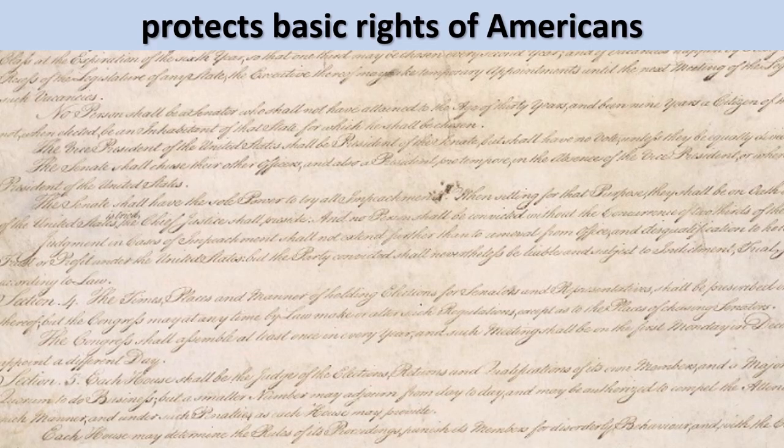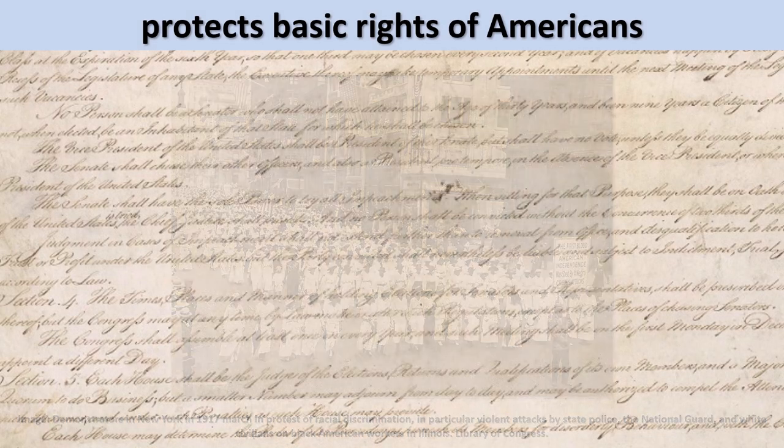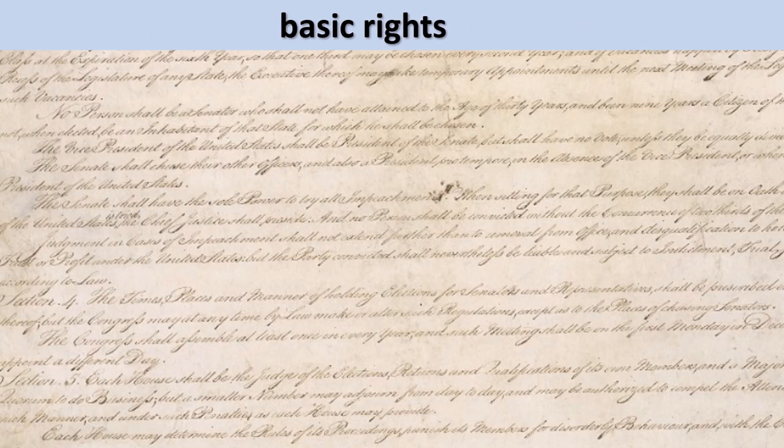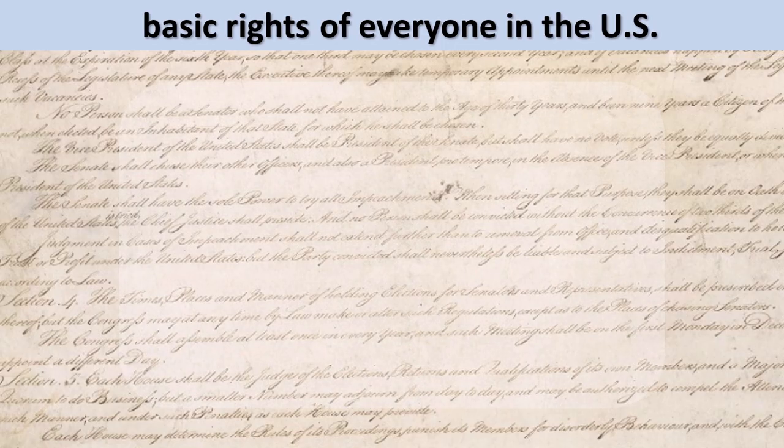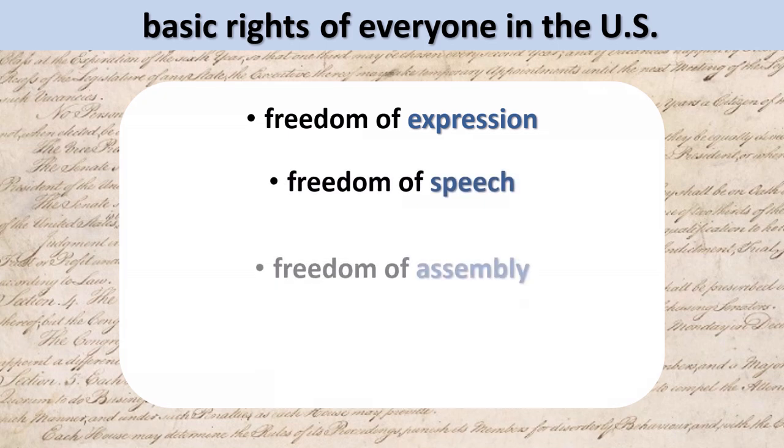Even though the Constitution protects basic rights of Americans, in the 1800s and early 1900s, women were denied the right to vote in most states. Well into the 20th century, many states, particularly southern states, had laws protecting segregation and other forms of racial discrimination as well. Throughout the civil rights movement, African Americans and other minorities were regularly denied rights that the Constitution is supposed to guarantee to everyone living in the United States, including the freedoms of expression, speech, and assembly.